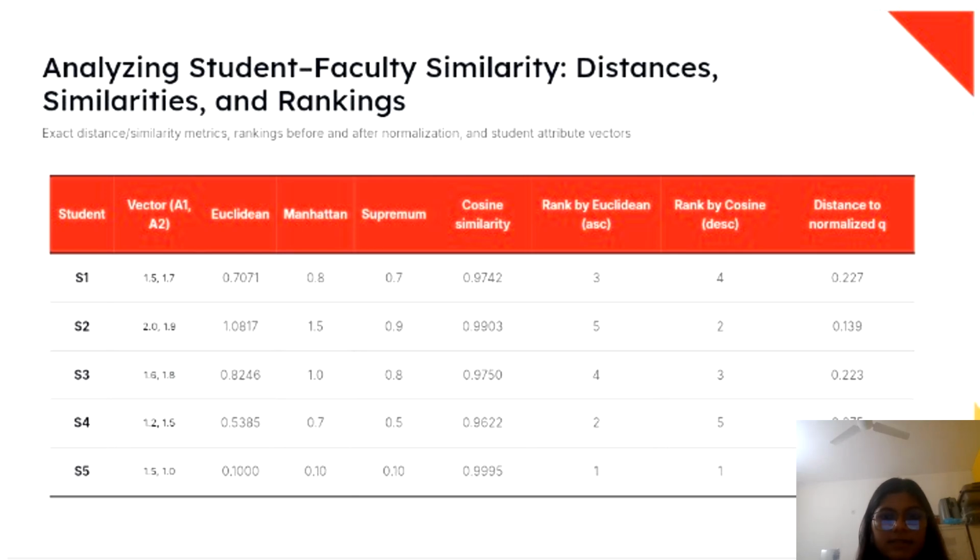Analyzing student similarity: distance, similarities, and ranking. Compute the exact distance matrix rankings before and after normalizing the student attribute vectors. Here is the table given to find student vectors: Euclidean, Manhattan, and supremum distance, and similarity.